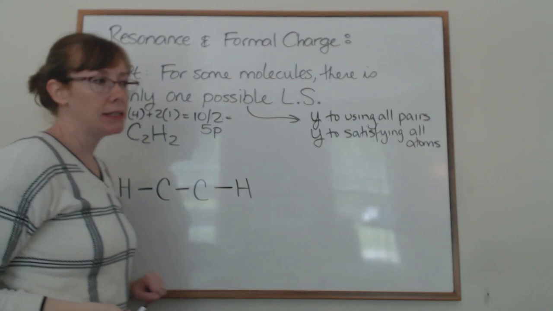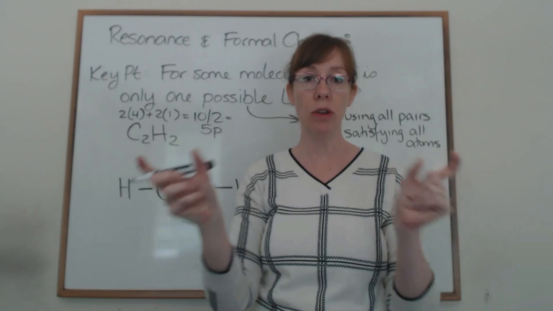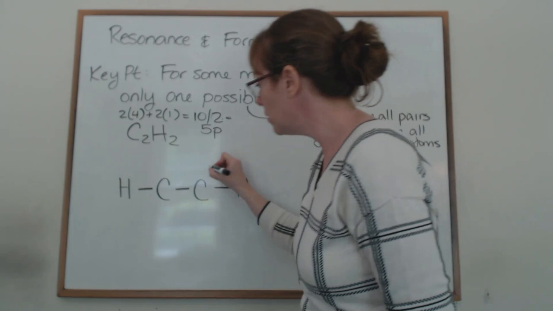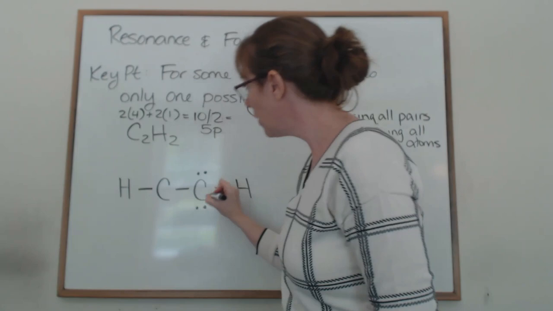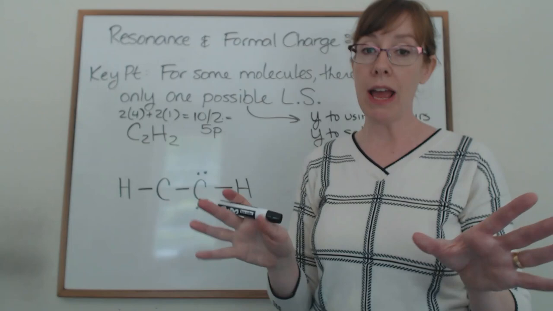The next step is assign lone pairs to your terminal atoms first, satisfying them, and then you get to move into the central atoms. Well, these terminal atoms are already satisfied. Let me go ahead and just follow my rules here. I'm going to start assigning lone pairs. So I have to stop now because I've used 5 pairs. However, not every atom is satisfied. You can see this carbon is, but this carbon is not.